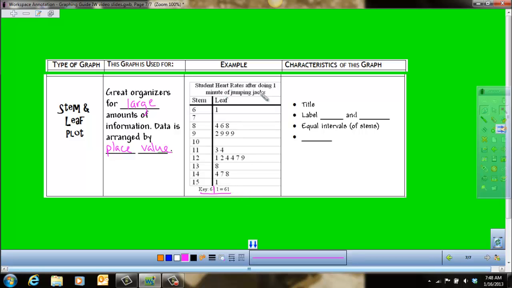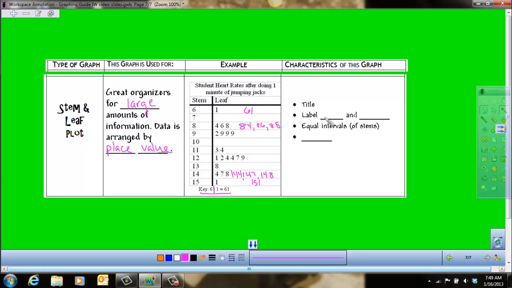So if we're doing student heart rates after doing 1 minute of jumping jacks, one student was able to do 61. No one did anything in the 70s. And then we had an 84, an 86, and an 88. You're just splitting up your place value. When we get into 3 digits, you have 151. That's how you would write that. Or 147 and 100 and 144. 147 and 148. Okay, that's how you split it up.